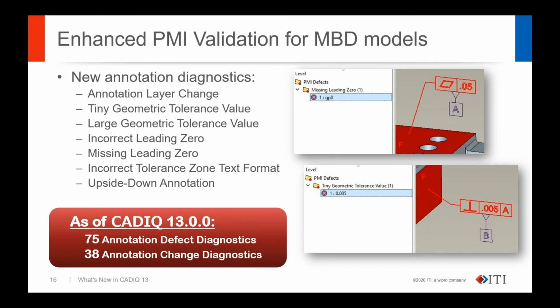And in the little red bubble here, you can see that as of CADIQ 13, we now have well over 100 individual diagnostics that look at PMI information. So it's pretty good coverage. We're always looking for ways to expand that by adding new diagnostics or enhancing existing diagnostics.